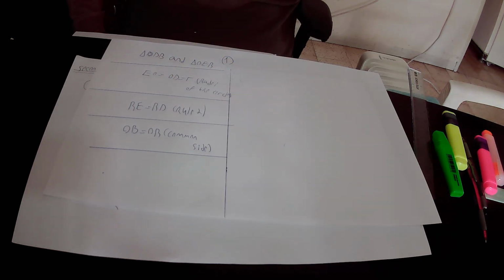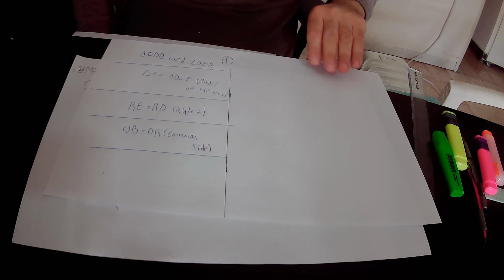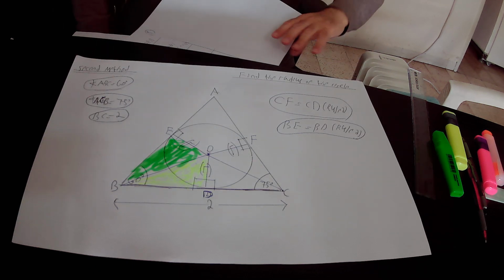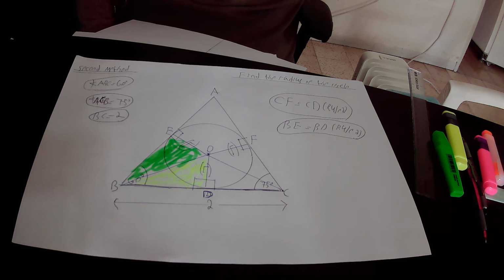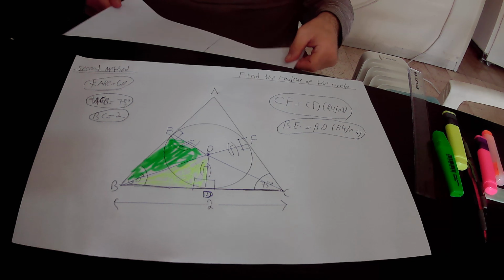Side OB is a common side that belongs to both triangles. So we can write down that OB equals itself. So we actually proved that all the three sides of the green right triangle BOE are correspondingly equal to all the three sides of the yellow triangle BOD. Therefore, those two right triangles can go into each other according to side rule. So I write it down.